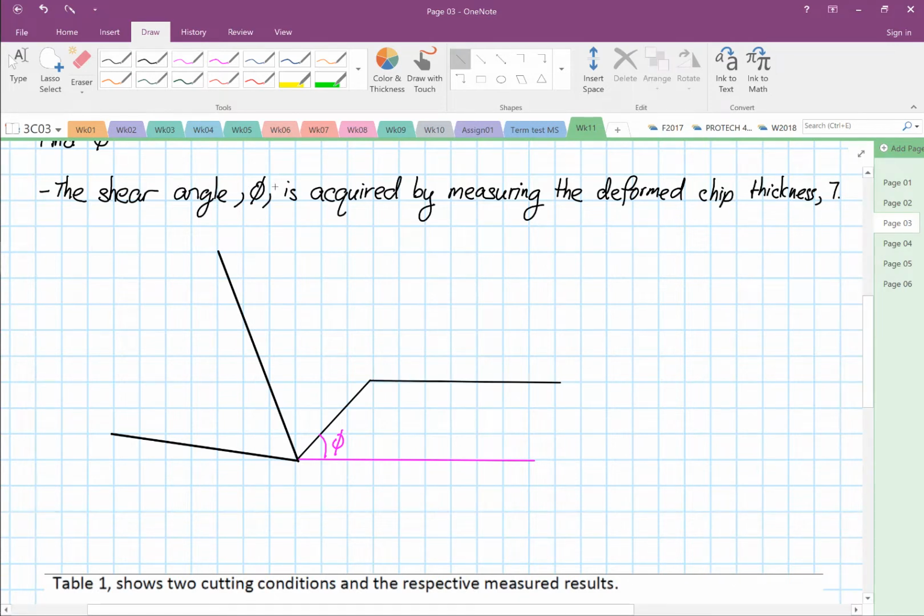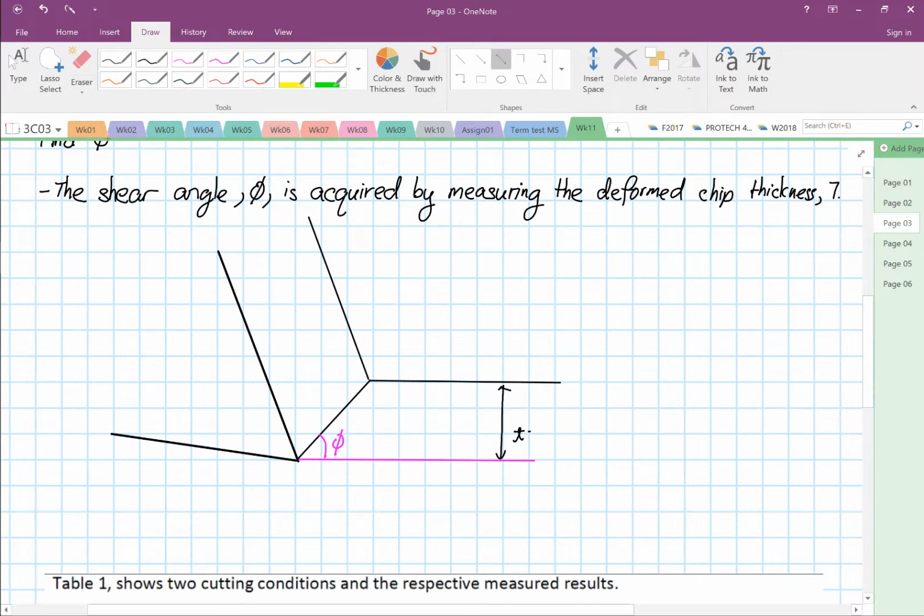Okay, so over here, this will be our small t, and then parallel to the rake face is going to be a chip. So this is the chip. Okay, so this is our chip. So we want to know what is this value. We can measure this value over here.